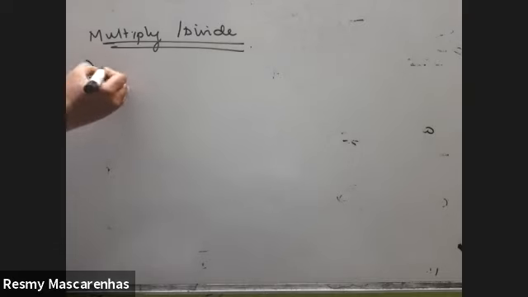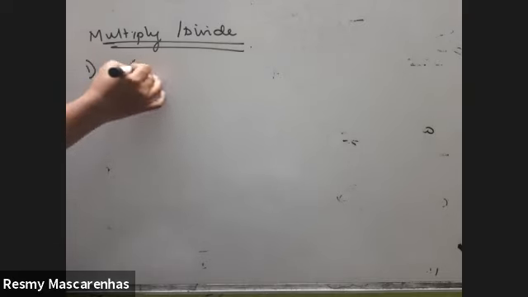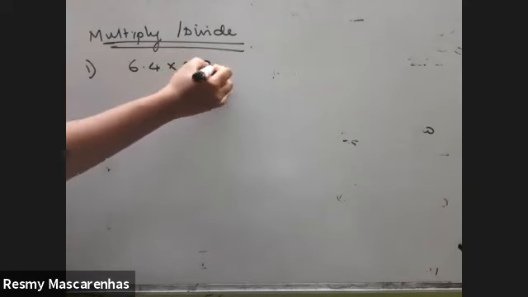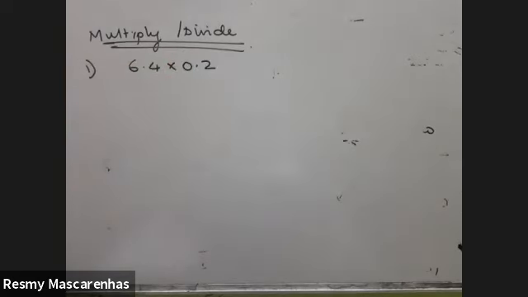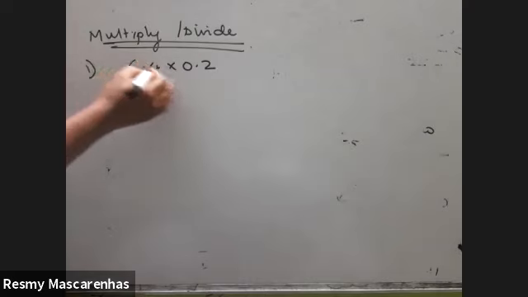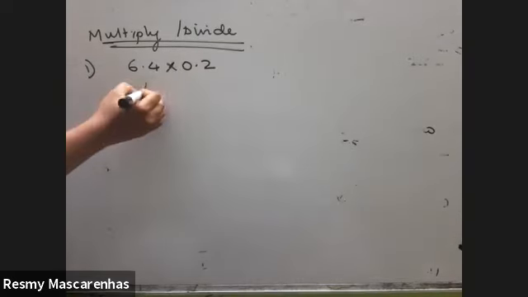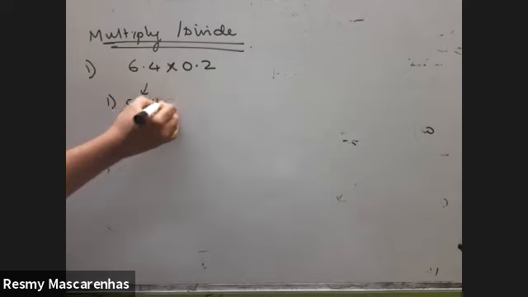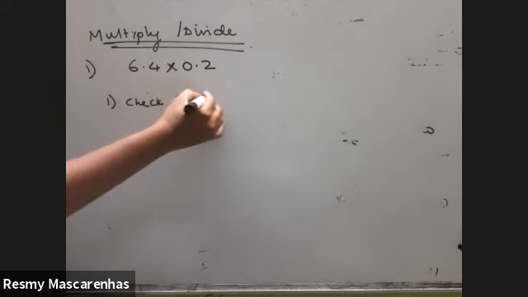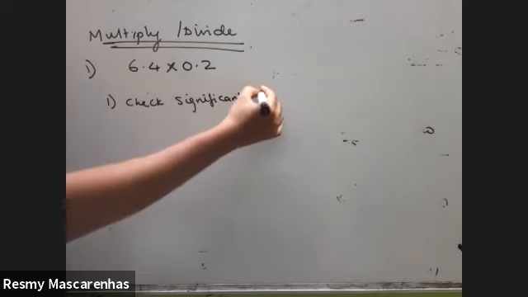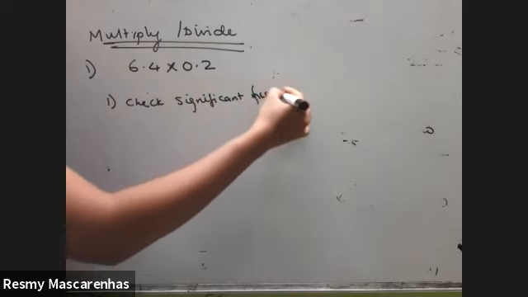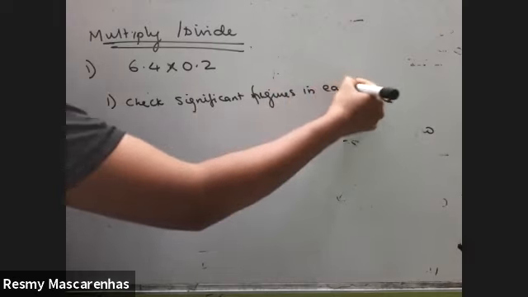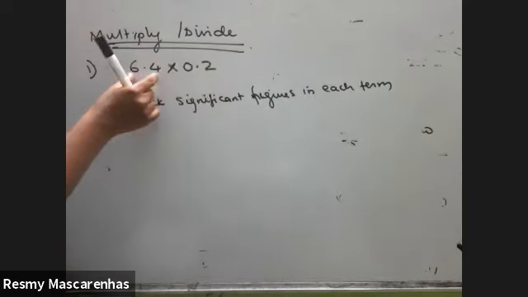So I'll directly explain with the help of an example. You are asked to find 6.4 into 0.2. And now you have to understand up to how many digits you have to write the answer. So the rule is always, if two numbers you have to multiply, your step number 1 is to check the significant numbers or significant figures in each term. Now 2 terms have been multiplied. This is one term.